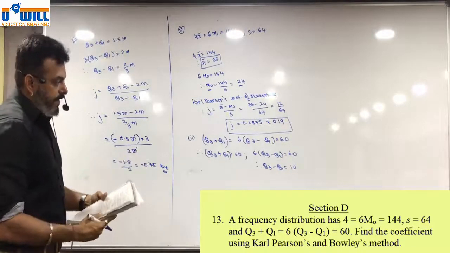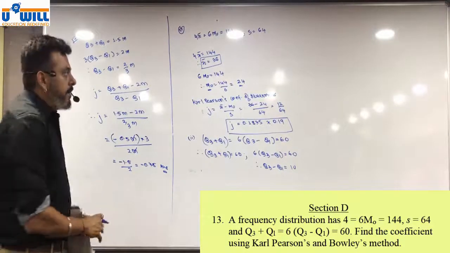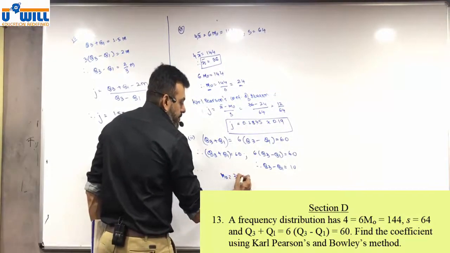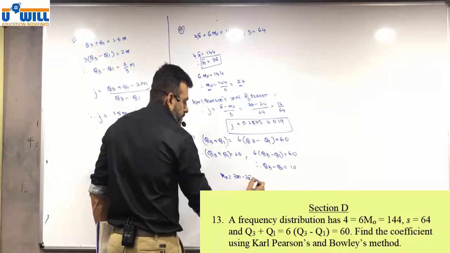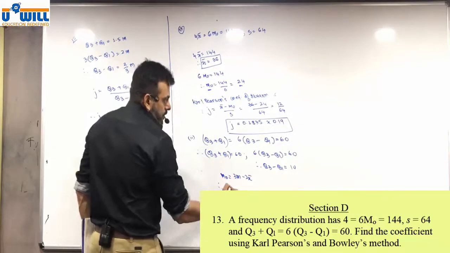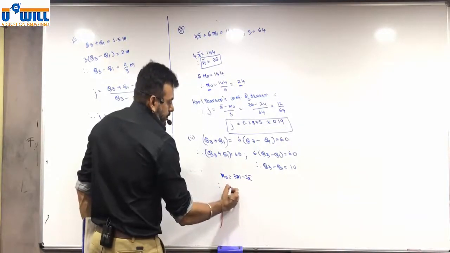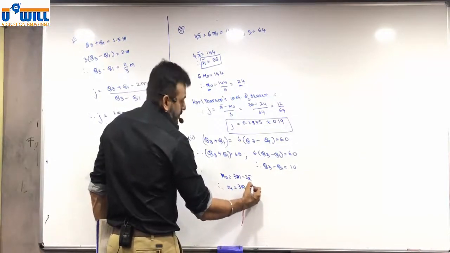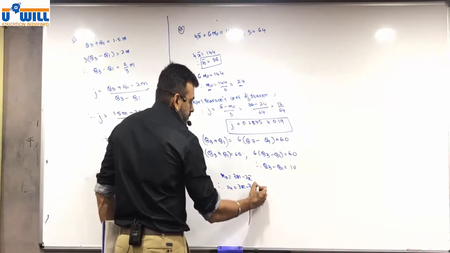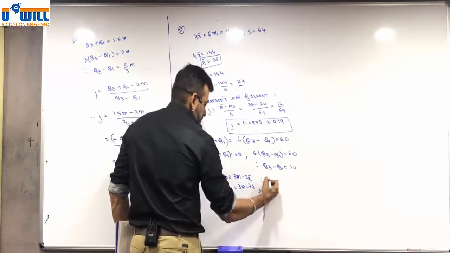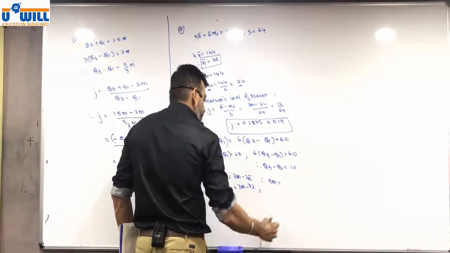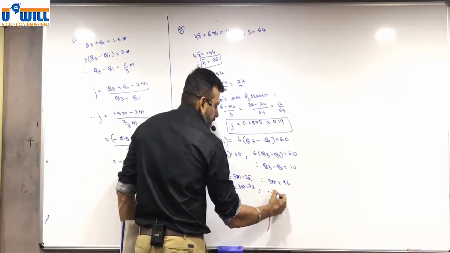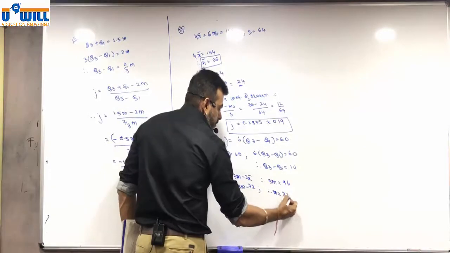Now, what else we need? We have to find the median. Mode is equal to 3m minus 2x bar. Therefore, mode 24 is equal to 3m minus 2x bar, so 72. Therefore, 3m is equal to 96. Therefore, median is equal to 32.